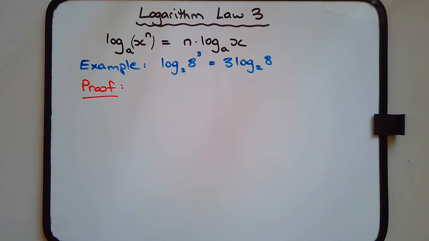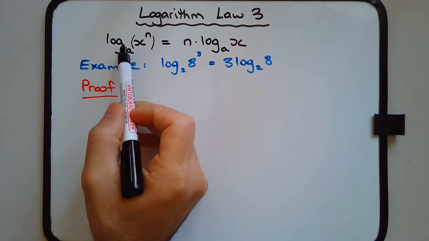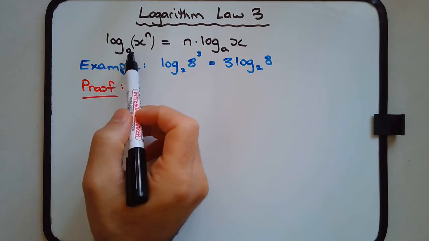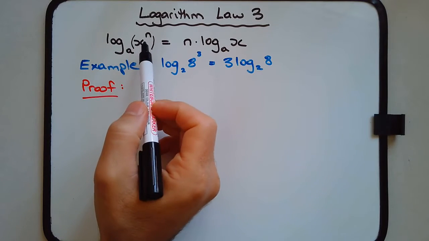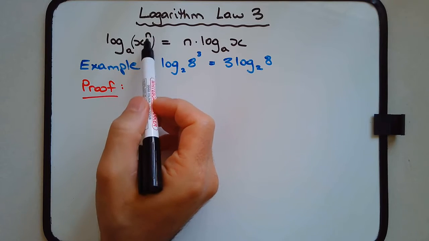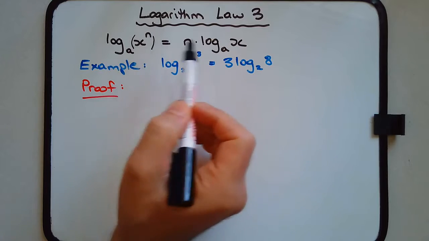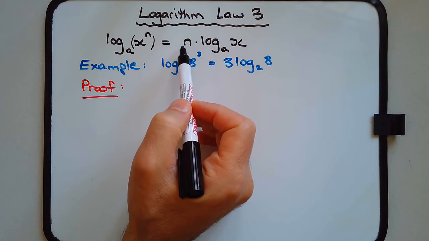This is the last of the logarithm laws. So this is logarithm law number 3, and a very, very useful law at that. So this law states that if we take the logarithm of an exponential, so log base a of x to the power n, the n in the exponential moves out to the front of the logarithm.